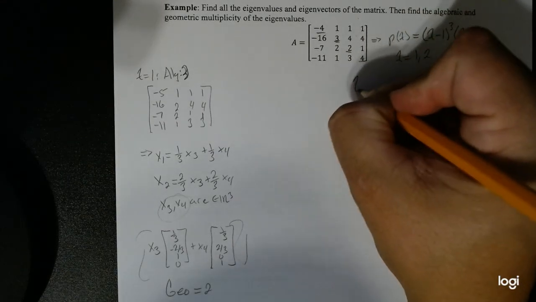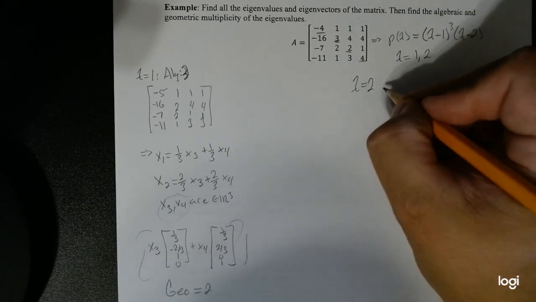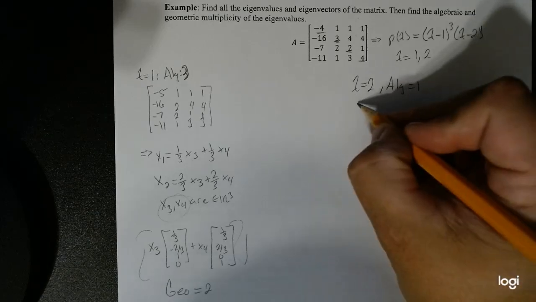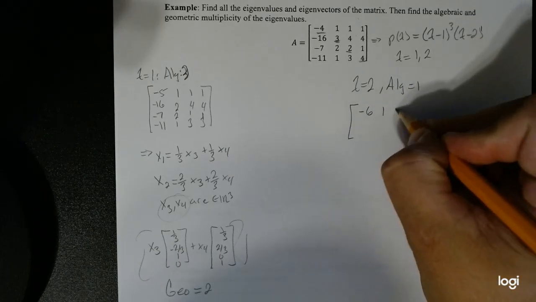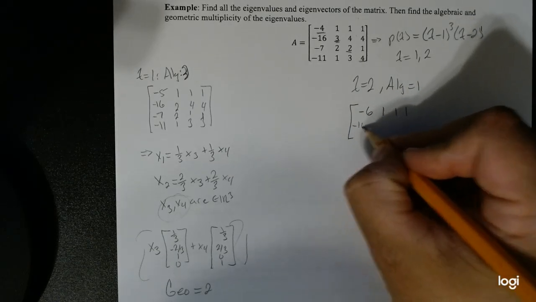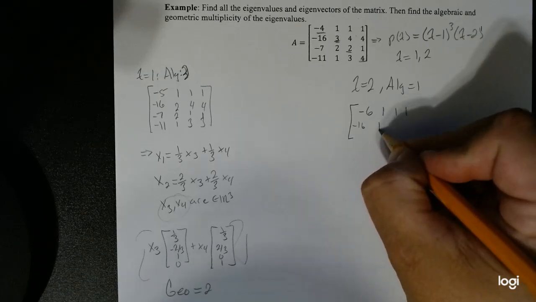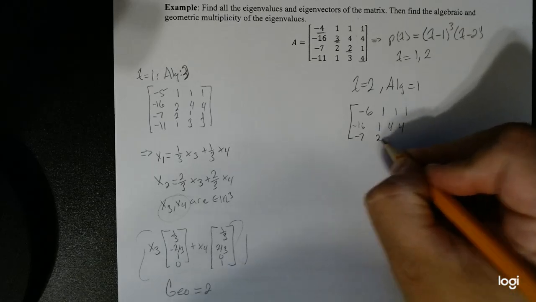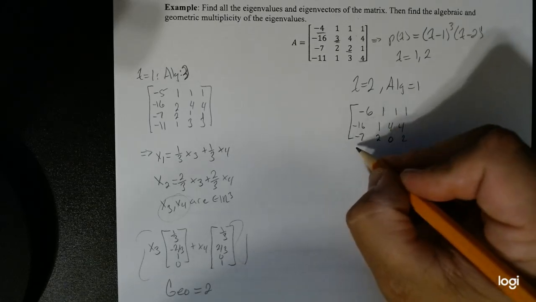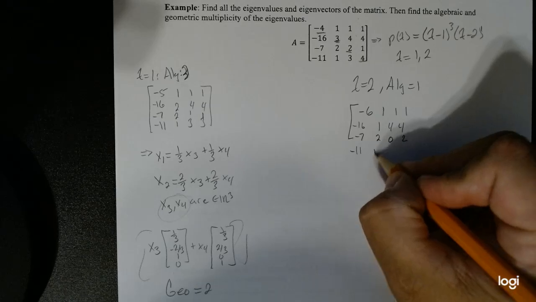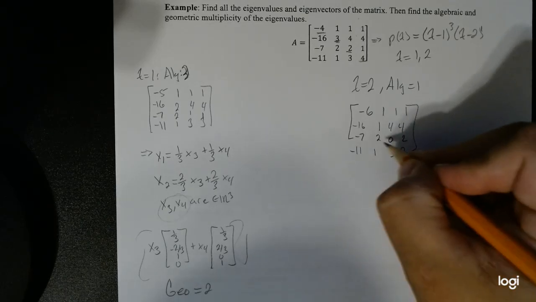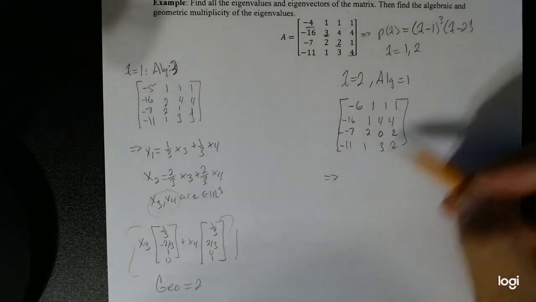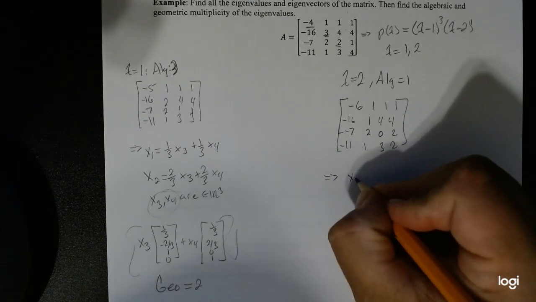So we do the same thing for 2. This time it has an algebraic of 1. There's only 1 power. Minus 2. Okay, and again, slowly break this down, and I eventually got this.